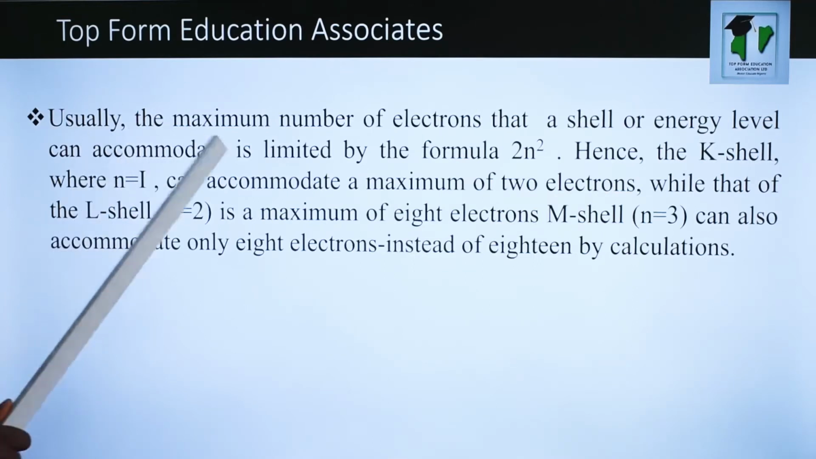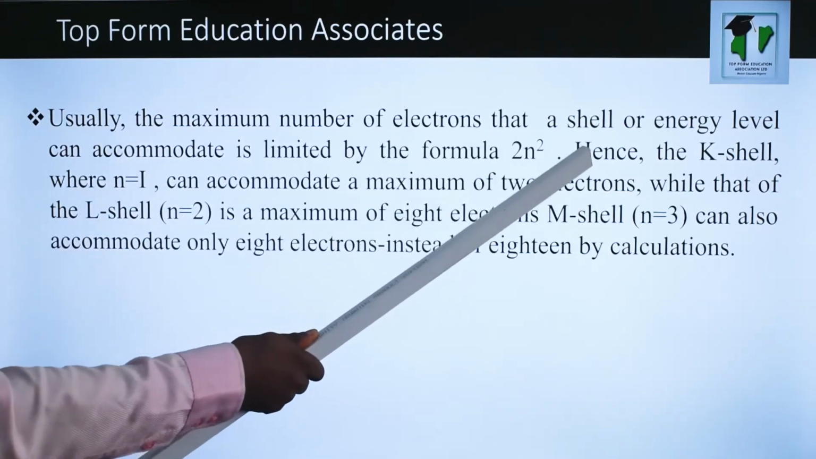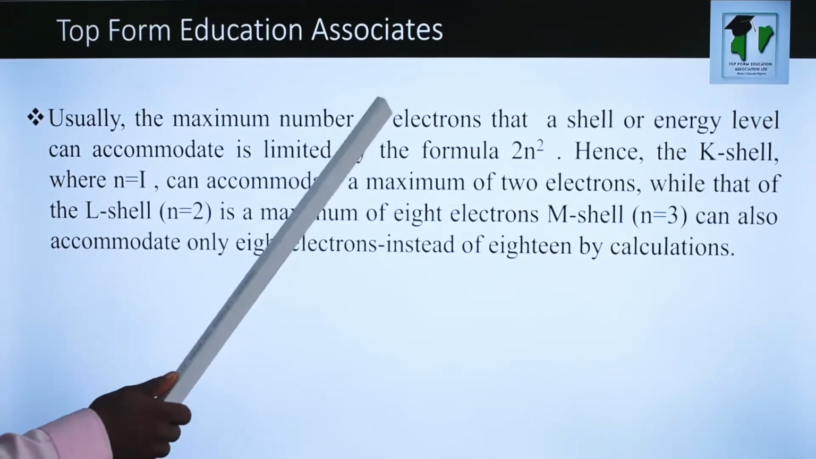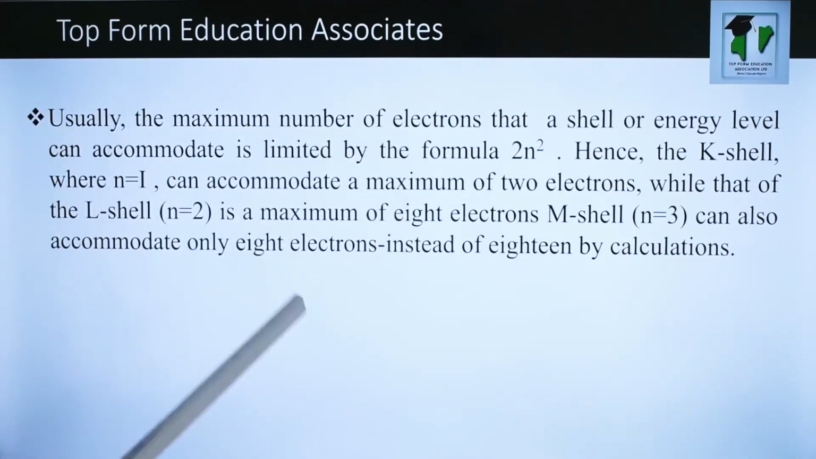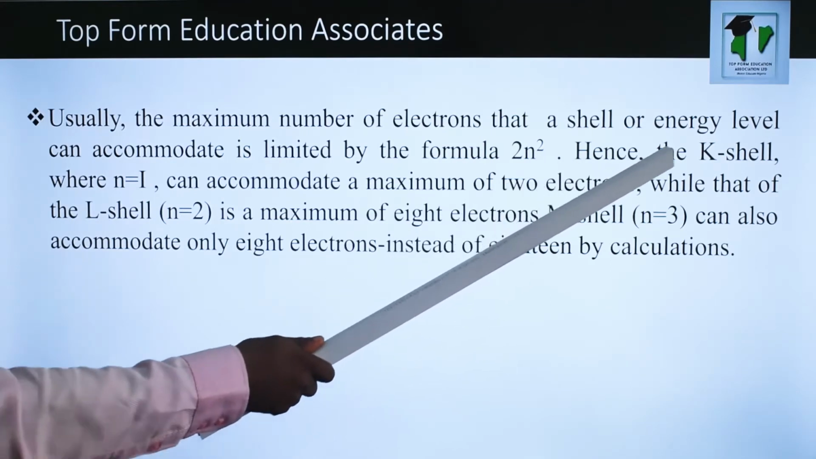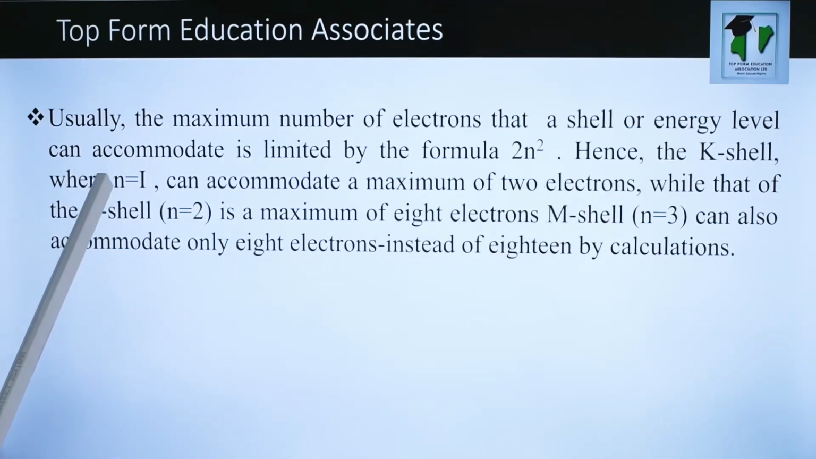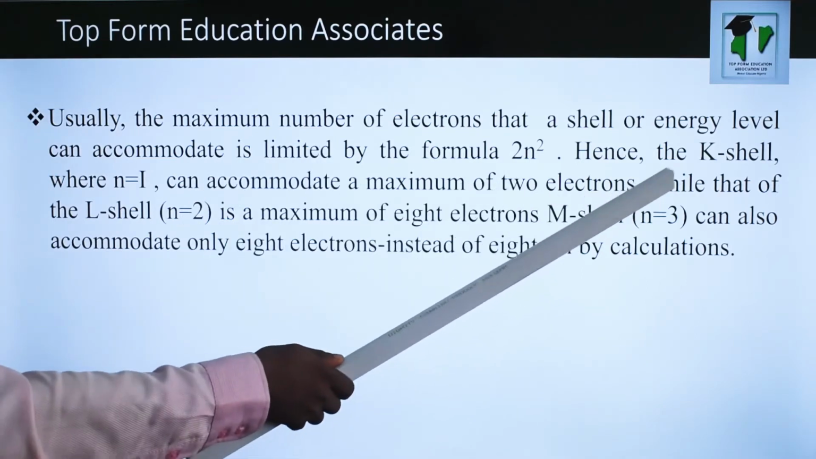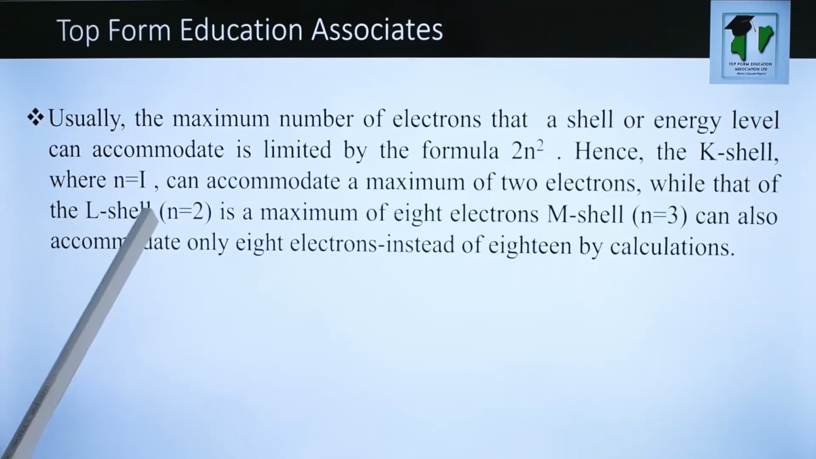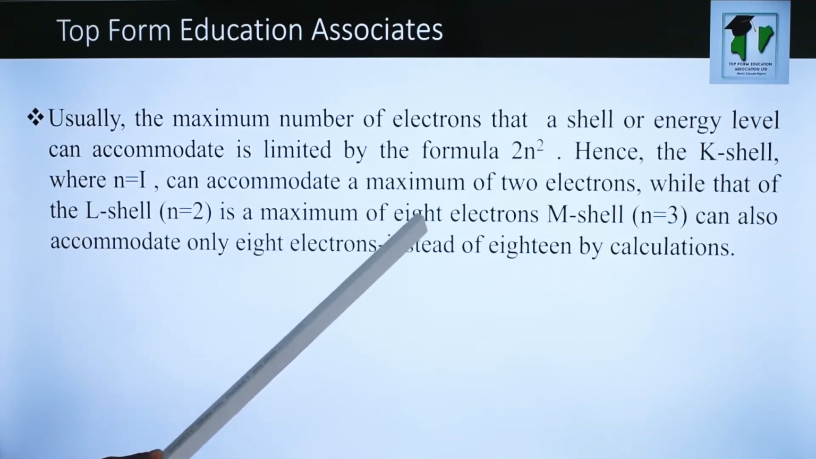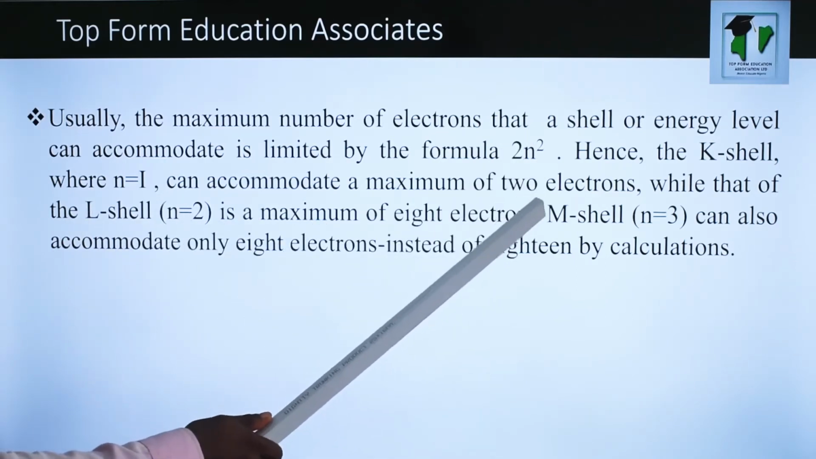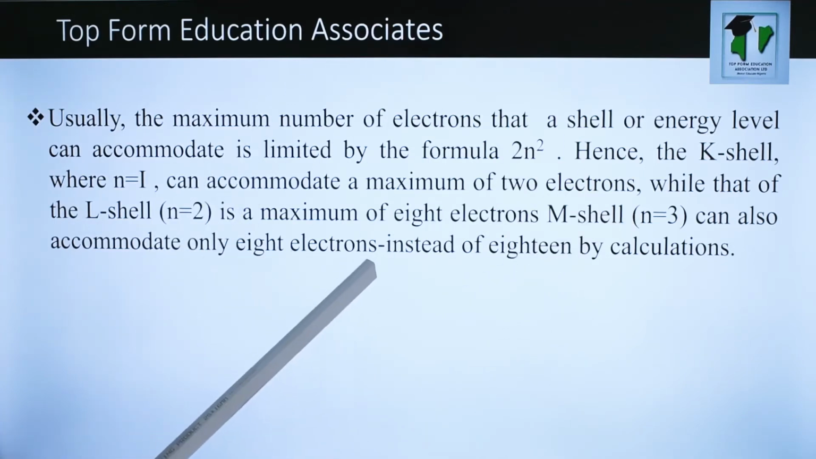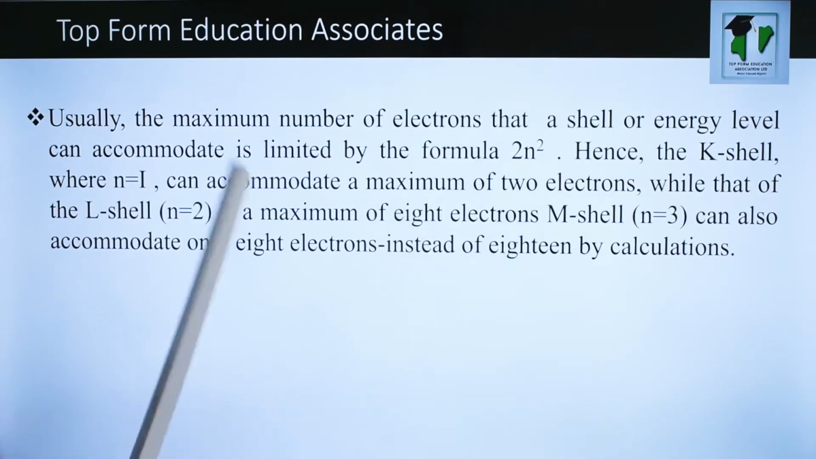Usually, the maximum number of electrons that a shell or energy level can accommodate is limited by the formula 2n raised to power 2. Hence, the K shell, where n is equal to 1, can accommodate a maximum of 2 electrons, while the L shell, n equal to 2, holds a maximum of 8 electrons. The M shell can also accommodate only 8 electrons instead of 18 by calculation.